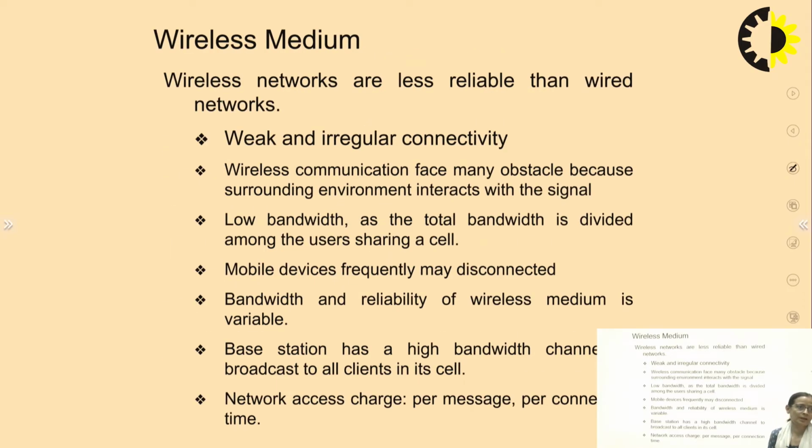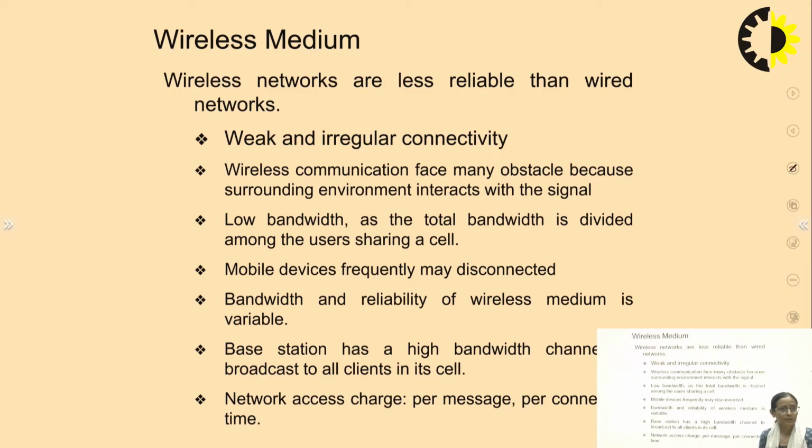The next important challenge is the wireless medium, and all those issues which are related to the wireless network, the same challenges also come here when we are working on the data. Weak and irregular connectivity: if you are using some data and your connectivity is irregular, then how do you make sure that the data on which you are working is correct or consistent? It needs to be worked out.